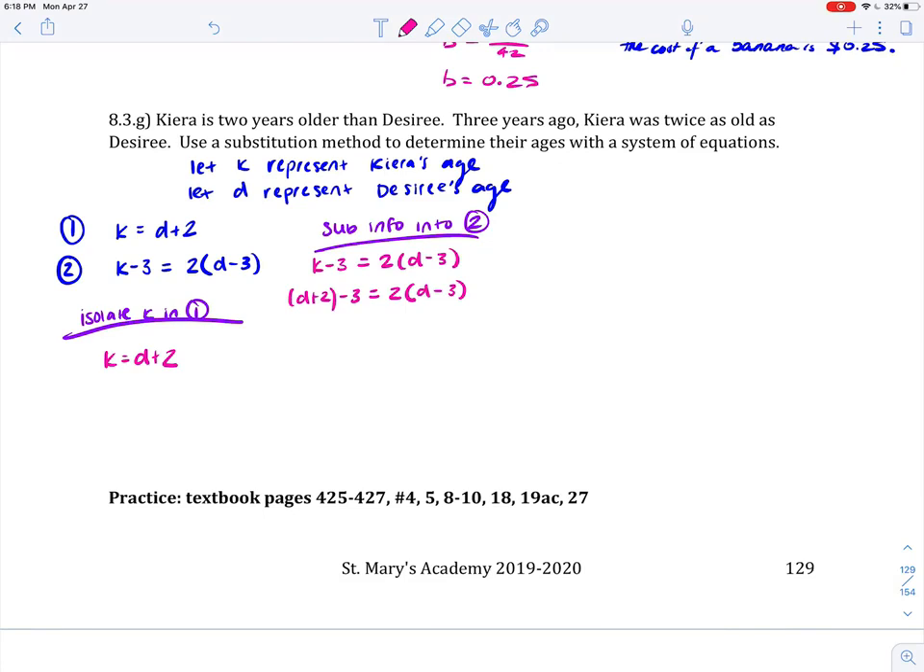Oh, nope, silly Miss T. You forgot the minus 3 over there. D plus 2 minus 3. That's okay. We're all learning together.